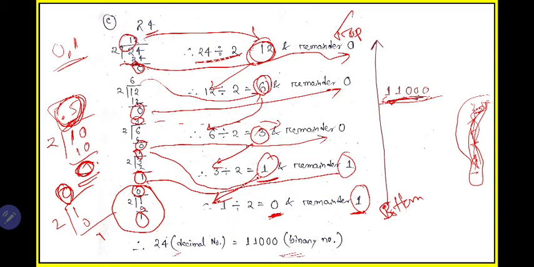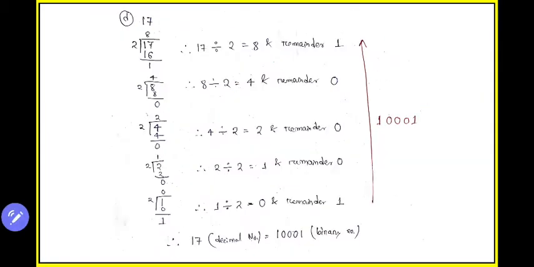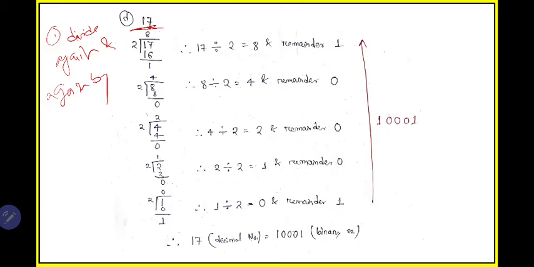Let us perform one more example. Let us convert this 17 decimal number to binary. How will we convert? The first rule was to divide again and again by 2 unless you are getting a 0 in the result. Unless you are getting a 0 in this place, divide it again and again.